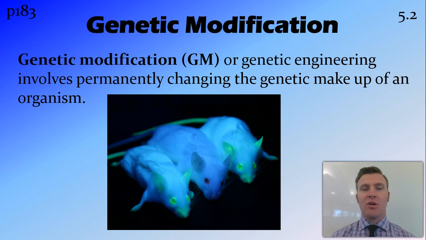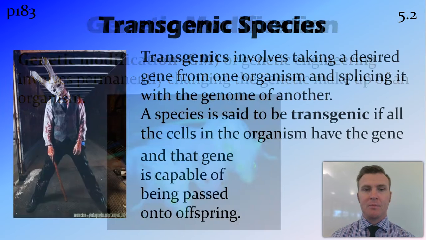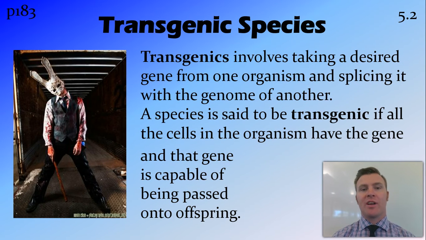So firstly, genetic modification, also called genetic engineering or GM, is where we permanently change the DNA or the genetic makeup of an organism. Now the important thing here is that it's a permanent change that we're making. One example of genetic modification is creating transgenic species. And this involves taking a gene from one organism and putting it into the DNA of another.